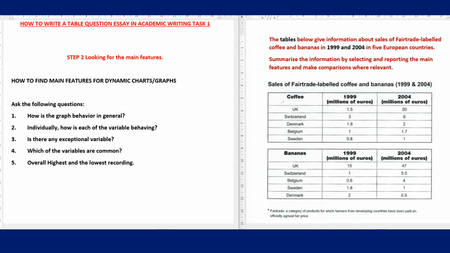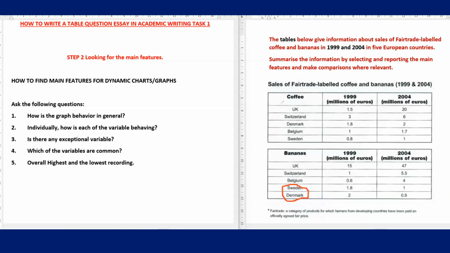So aside from Sweden and Denmark, all the other countries saw an increase in the total amount they spend to buy either coffee or banana. So we can see that in general, that is the behavior of the graph.